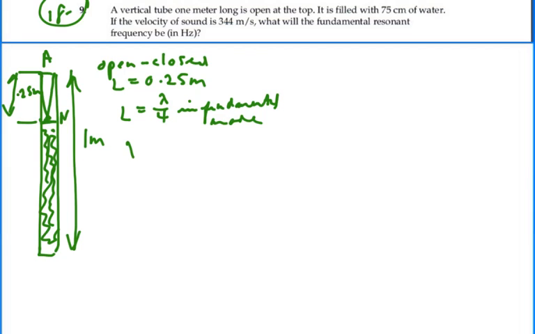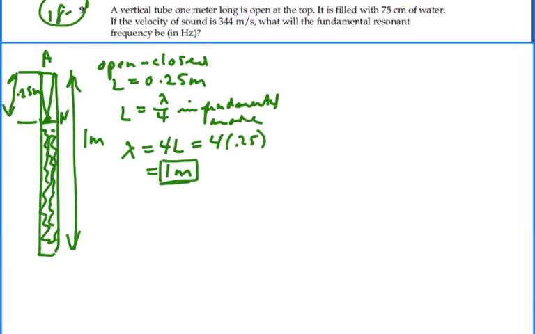That means that the wavelength is equal to 4 times the length of this tube. And so that's going to be 4 times 0.25, and that will be 1 meter. So that is the wavelength of the fundamental.